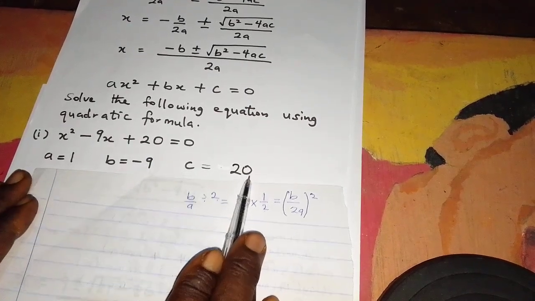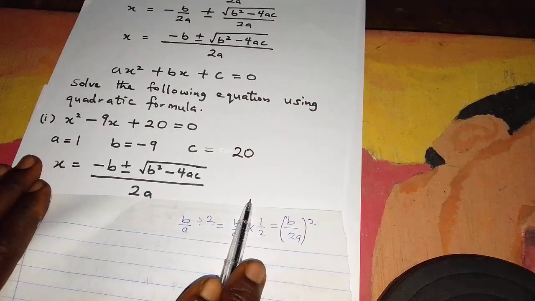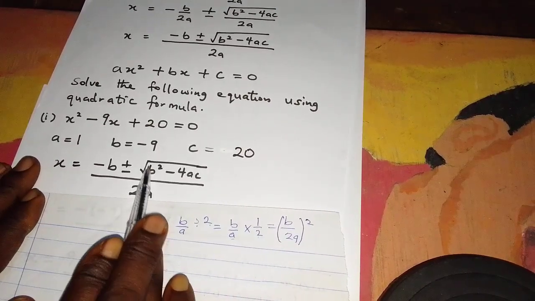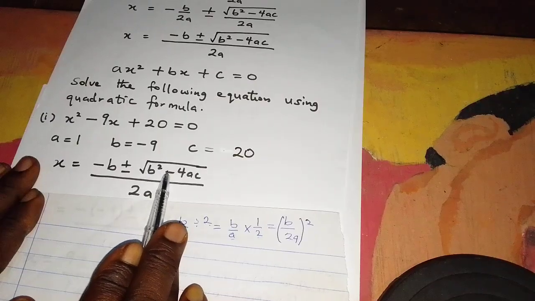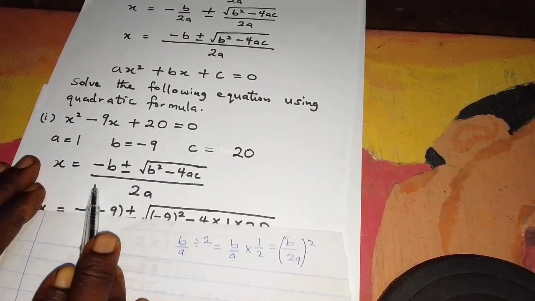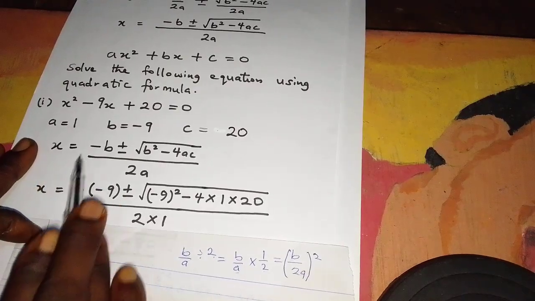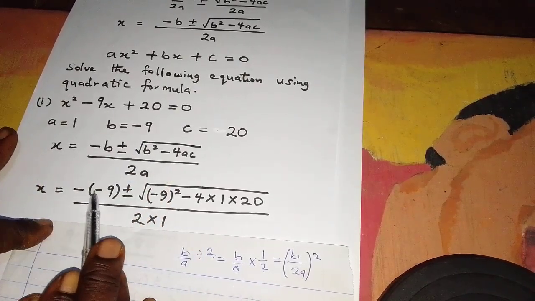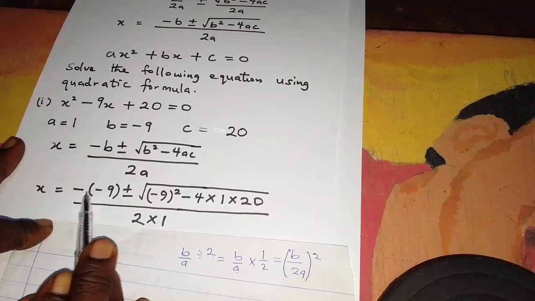And the c, which is the constant, is plus 20. So the formula we are to use is x equals minus b plus or minus the square root of b squared minus 4ac, over 2a. So if you now have minus b, what is it? Minus 9. Put minus 9 in brackets because you can see that two signs are beside each other here.